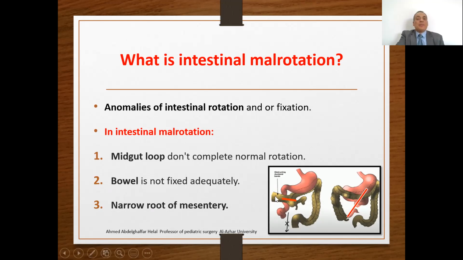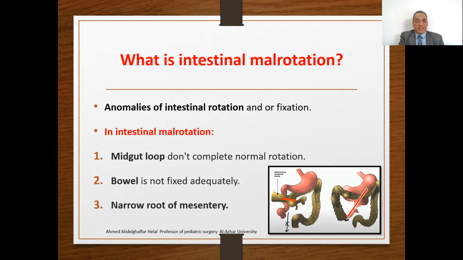Moreover, there will be a fibrous band attaching this abnormally positioned cecum to the lateral abdominal wall, called Ladd's band. These Ladd's bands cross over the duodenum, causing compression and obstruction of the duodenum. So in malrotation, the midgut loop doesn't complete its normal rotation and elongation.